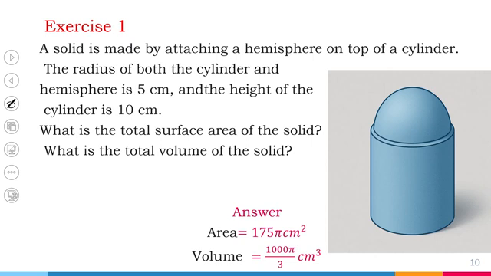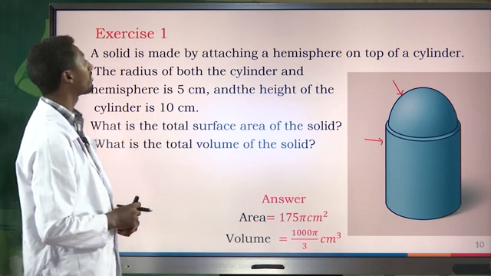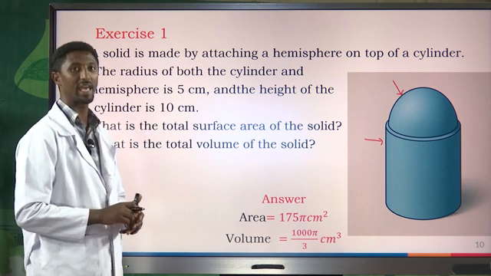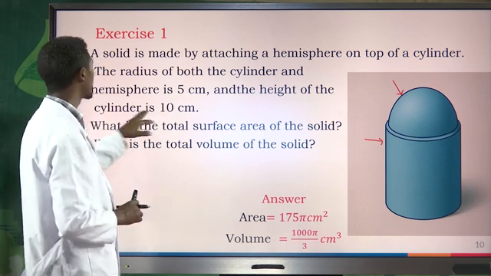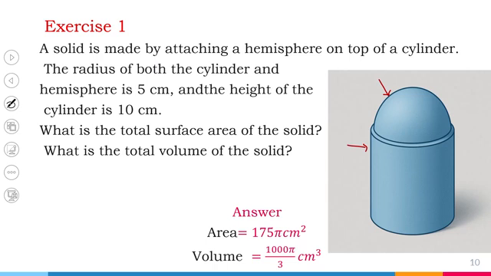Okay, so this is an exercise for you, another very interesting solid figure, which is made by attaching a hemisphere on the top of a cylinder. This one is a hemisphere which is attached on the top of a cylinder. The radius of both the cylinder and the hemisphere is 5 centimeter, and the height of the cylinder is 10 centimeter. What is the total surface area of the solid and what is the volume?